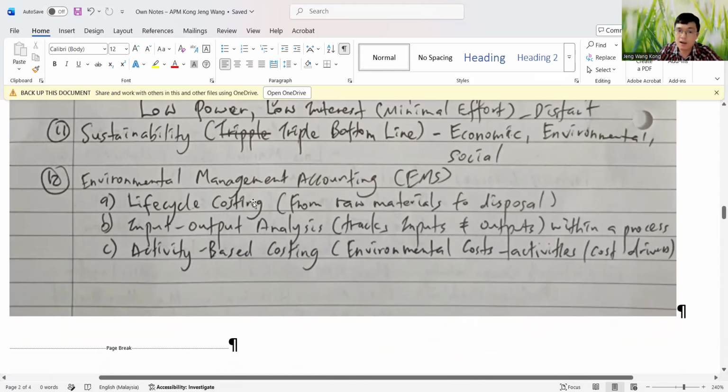We have three: life cycle costing, from raw materials to disposal; input-output analysis, which tracks inputs and outputs in each process; and activity-based costing, with environmental costs, activities and cost drivers. So this is how you understand the key terms of environmental management accounting. So we move on.